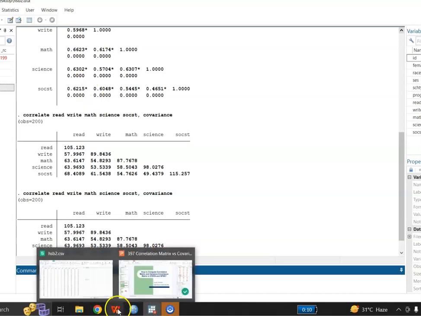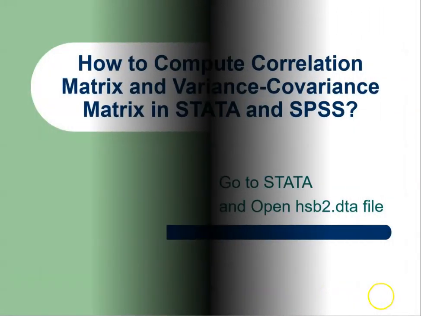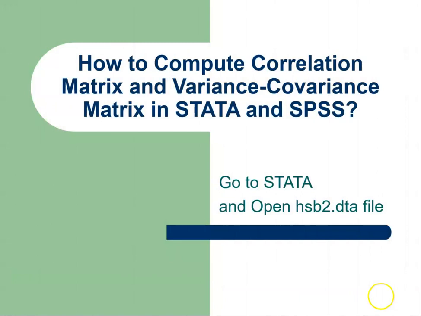So ladies and gentlemen, this is how we compute the correlation matrix and covariance matrix in STATA and SPSS, and I also interpreted both of these matrices for you. Finally we can conclude that the correlation matrix only details correlation coefficients between various sets of variables in the data set, whereas the covariance matrix shows covariances and variances of different variables in the data set.